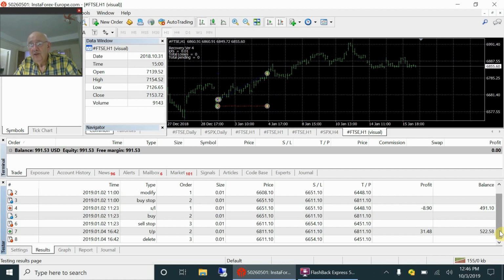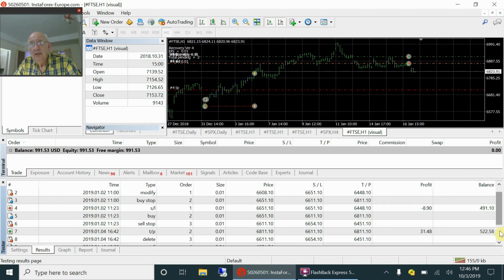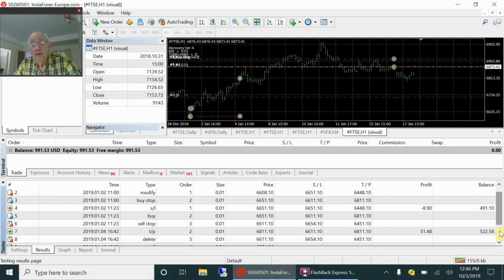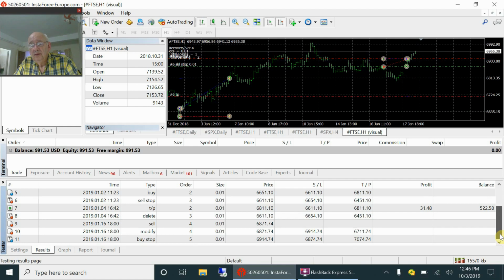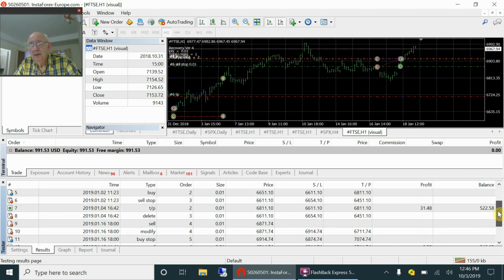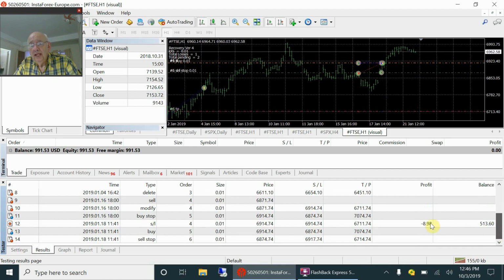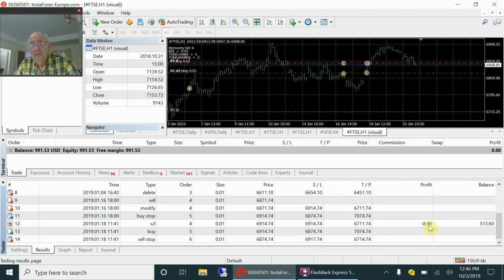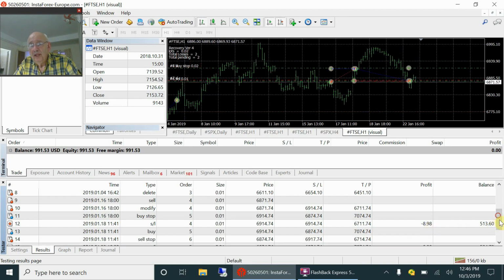The recovery system is based on Ichimoku breakouts. Righto, there's the second trade for the month, or the third trade at least. Righto, and it ended up in a minus. We hit the stop loss. There we hit another stop.